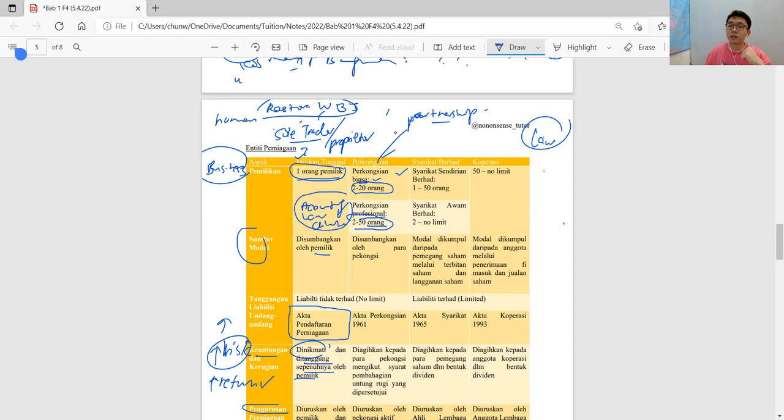Isn't it? But let's say if saya, Wong, Bob and Jeffy, we want to buka satu accounting firm. We are all accountant. We want to buka satu accounting firm and want to register under perkongsian. Then that will be a perkongsian professional. And we can invite more friends come together to join us, and we can join up to 50 of us. All right?